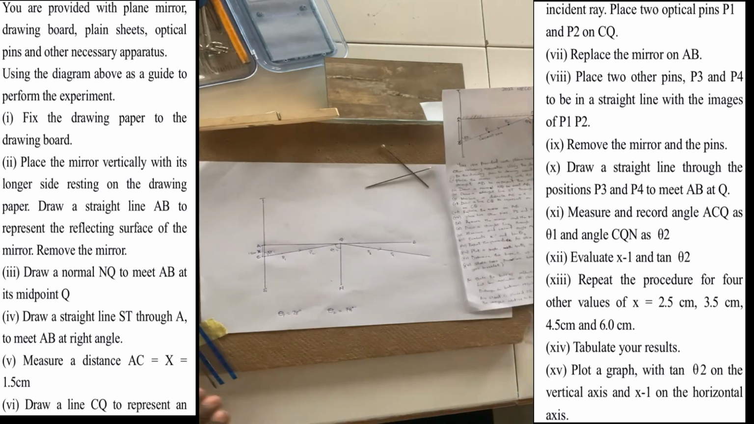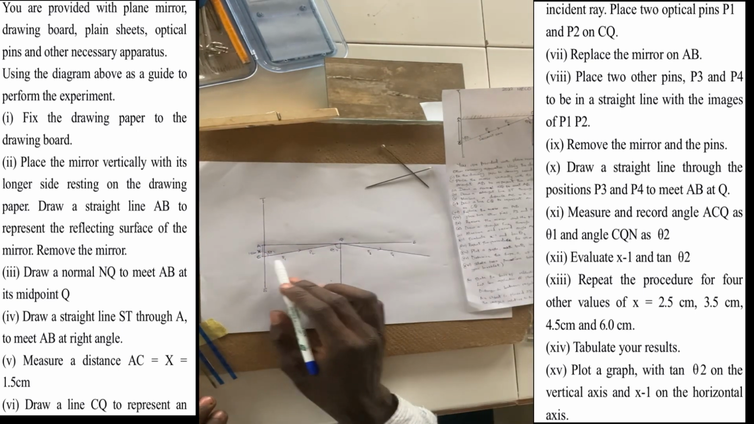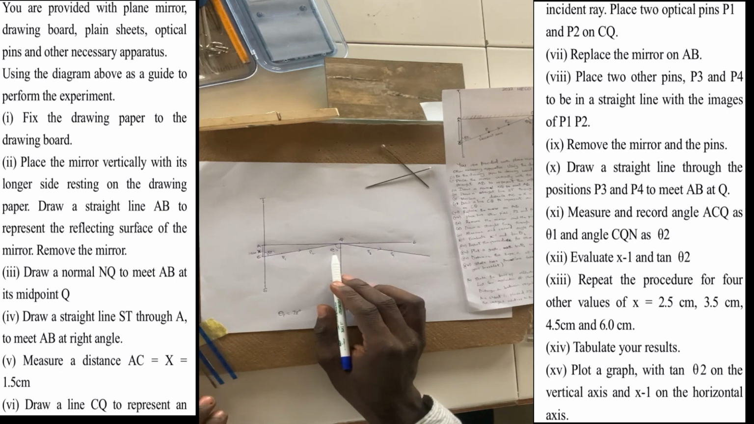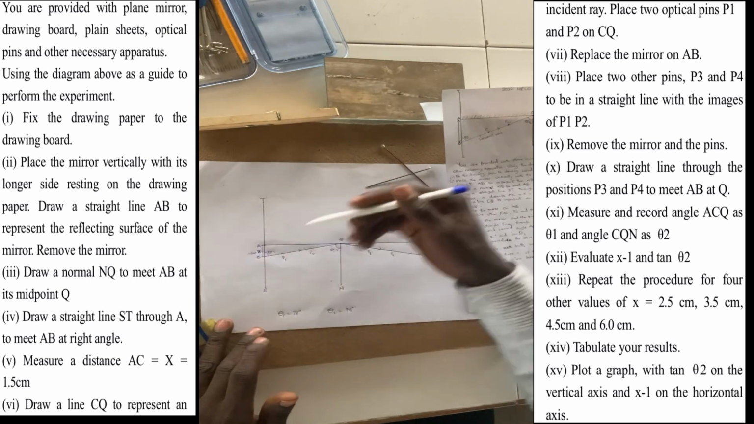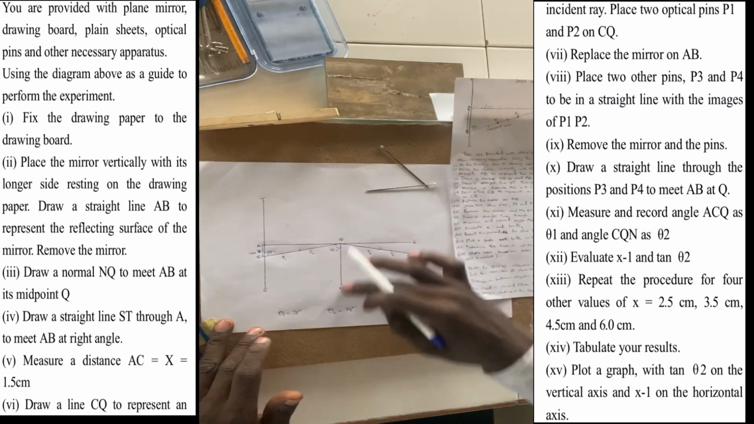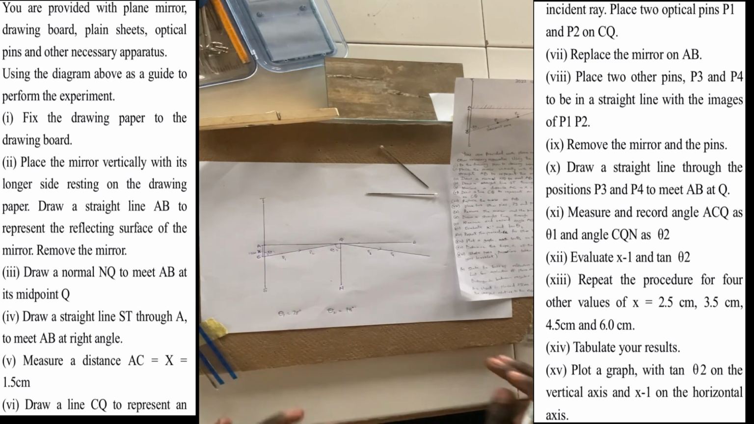That shows that our analysis is very, very correct. This shows that theta 2 is equal to theta 1, meaning that this is an alternate angle. These are two parallel lines. If you extend this one, this angle here is equal to this angle. We have 78 degrees.